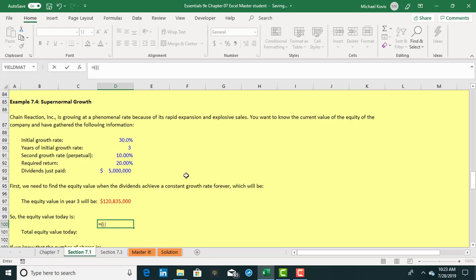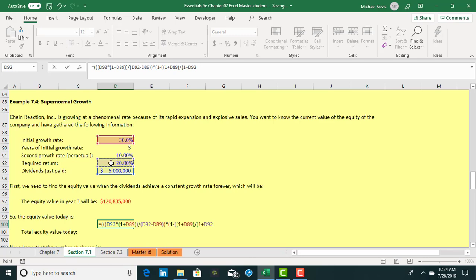2 parentheses 1 plus initial growth rate divided by parentheses 1 plus our required rate of return, 2 parentheses, shift 6 to get that inverted caret to the third power, so 3 years worth of growth, plus our equity value in 3 years divided by 1 plus our required rate of return, shift 6 to the third power for 3 years worth of growth.